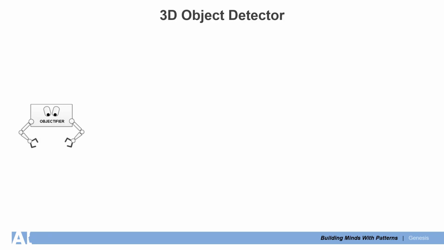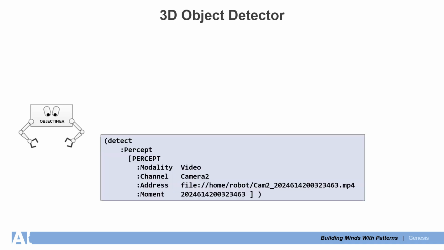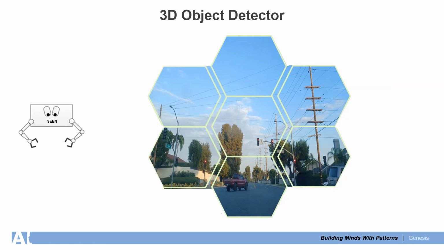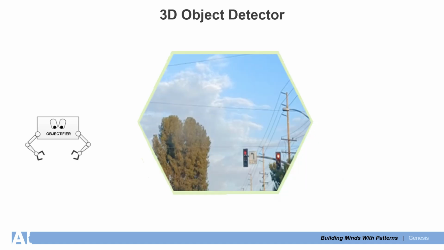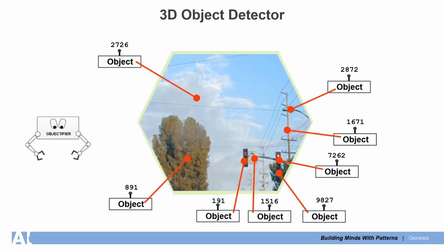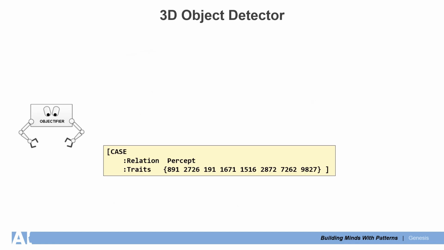In a manner similar to the 2D shape detector, the 3D object detector finds objects in the foveal center of the first frame of a percept video clip. The perceiver sends a detection request. The detector retrieves the first frame of the video. The frame is divided into a 7-hexagon honeycomb. The central section is isolated and rendered in 3D. Objects are matched against the 3D model, and new objects are added to the object memory. Identified objects are listed as traits, and the list is returned to the perceiver.